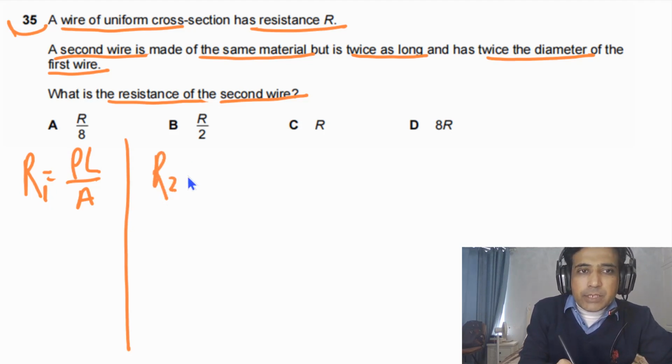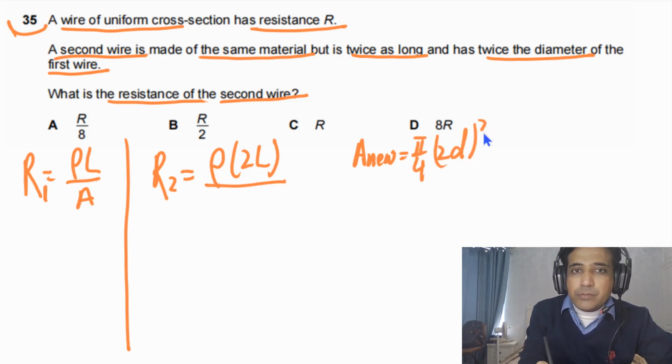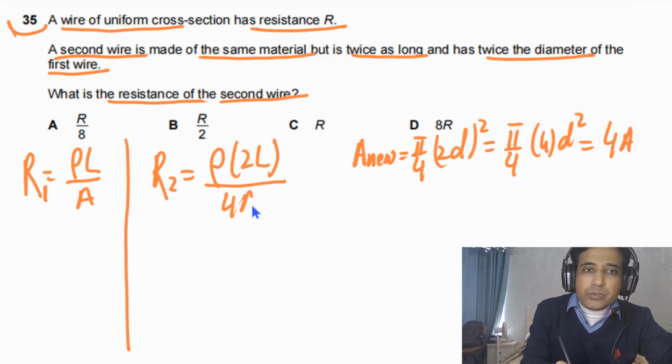For the second wire, we can also write down R2. This is equal to rho, they are made of the same material, and this is equal to 2L. Length is double and diameter is also double. So we can simply write down A new. If the diameter is double, A new is equal to pi by 4 d squared, so the cross-sectional area will be pi by 4 times 4 d squared, meaning this will be equal to 4 times A.